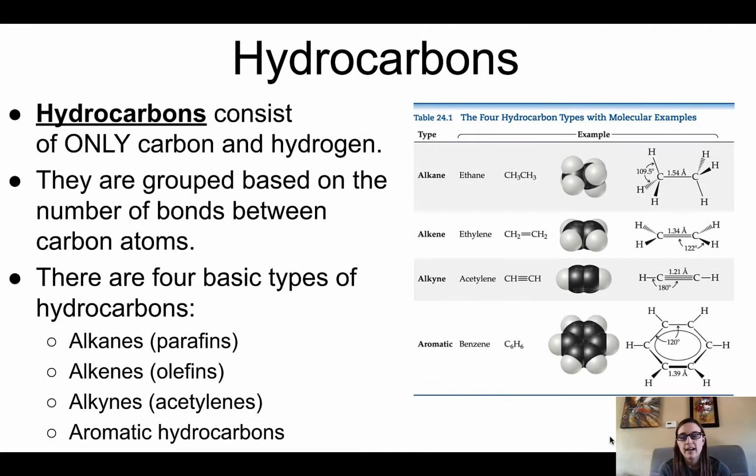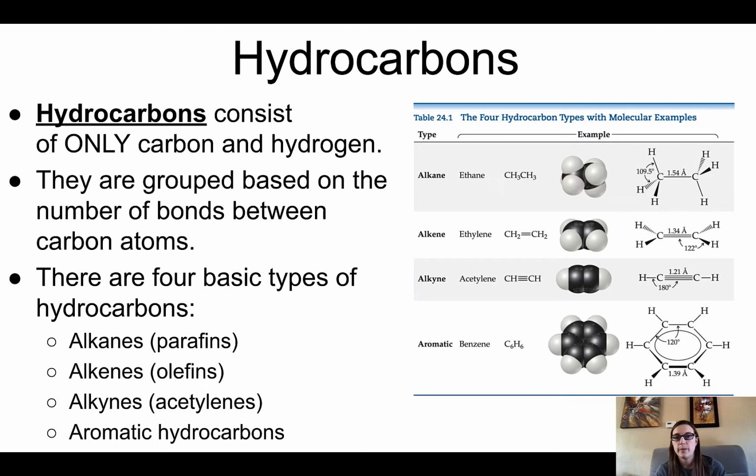Let's take a look at how to name alkanes. So before we get into naming alkanes, I want to just briefly talk about hydrocarbons. We've talked about hydrocarbons before when we looked at combustion. Remember, hydrocarbons consist of only carbon and hydrogen. Sometimes we see oxygen added, but usually it's only carbon and hydrogen.